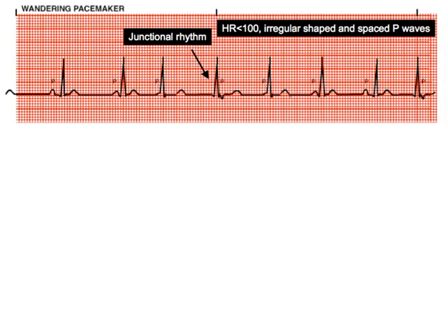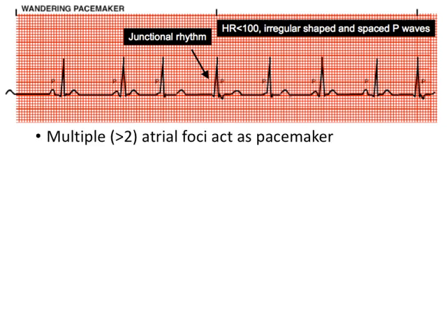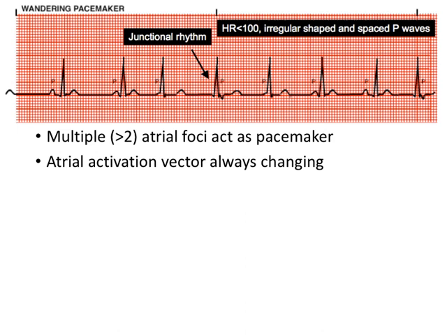So the first example is the wandering pacemaker. And it's exactly as the name would imply. The SA node, which is normally the major pacemaker, is not consistently active. And so other sites can start to generate the electrical potential in the heart. It wanders through the atria. There's at least 2 sites that serve as pacemaker in this example. And because there are multiple sites, the timing and the shape of the P waves changes.